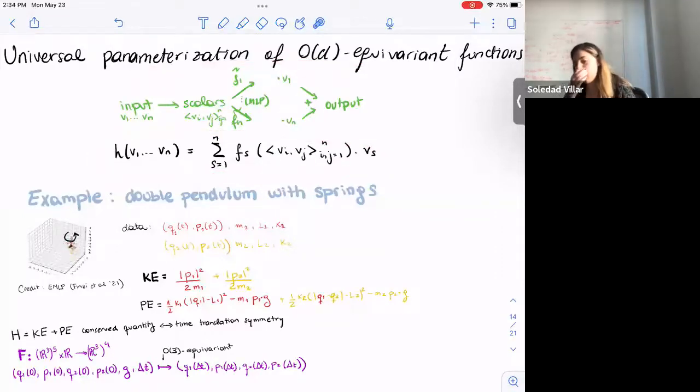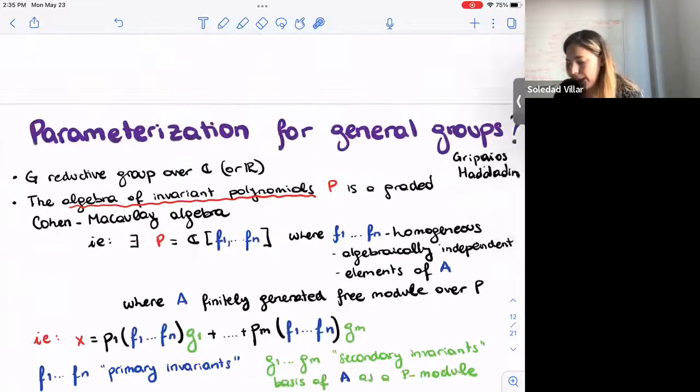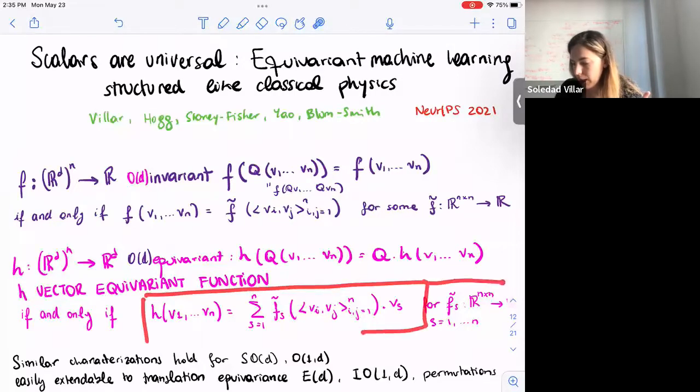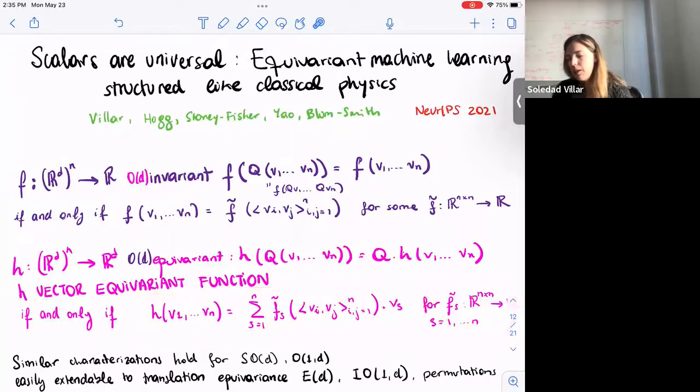And in this case, there's no need to use the irreducible representations, because we have a complete characterization of the set of invariants, the ring of invariant polynomials. We can show that if this function is a polynomial, then you can express your coefficient functions as polynomials as well. And this is an if and only if. So a function is OD equivariant if and only if you can write it in this form for some f's that are scalar invariants, so you can write it in terms of the inner products. And that's a complete characterization.